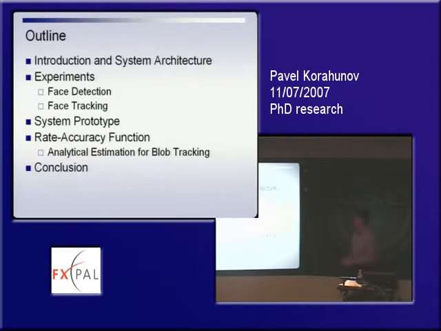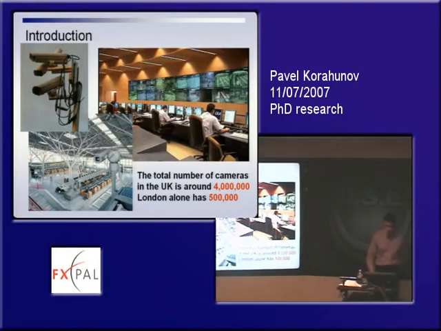I'll start with a brief introduction and describe the video surveillance system architecture that we assume in this talk. Then I present some experiments we did with video analysis algorithms, such as face detection and face tracking. Then I describe a system prototype we built, and also I'll try to formalize the experimental findings into what we call a rate accuracy function, which I will estimate for another tracking algorithm, block tracking. I finish with a conclusion.